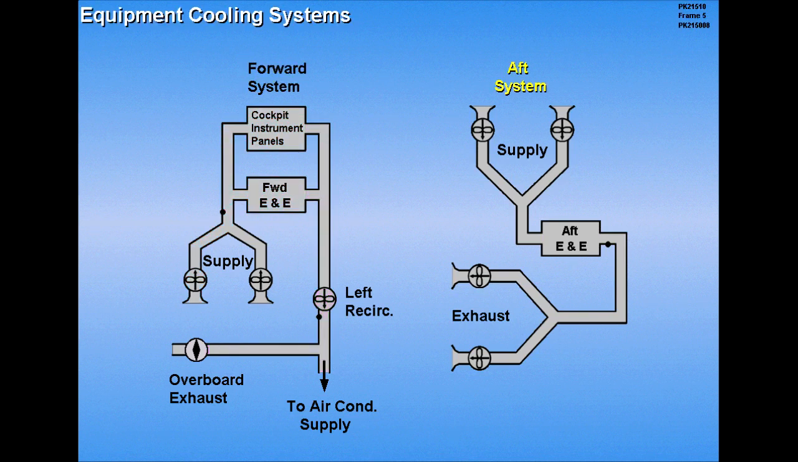Conditioned air for the aft cooling system is drawn from the aft passenger cabin by one of two supply fans. Exhaust air from the aft cooling system is ducted into the lavatory and galley vent system.